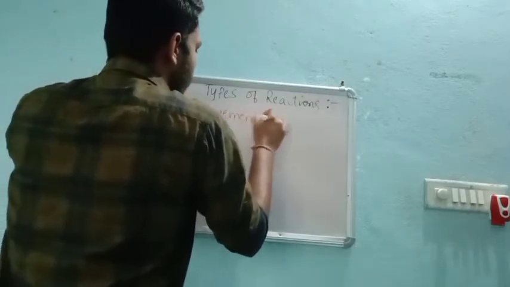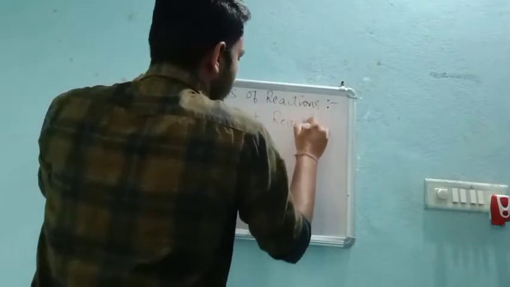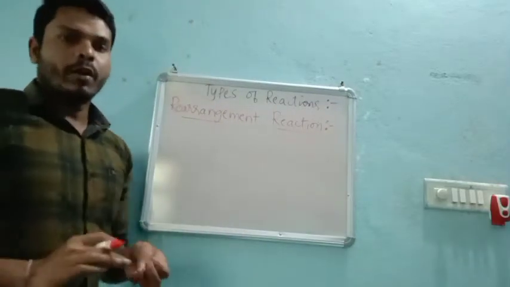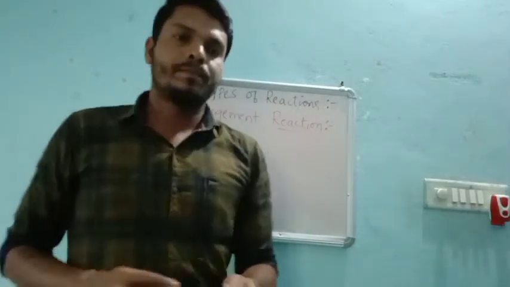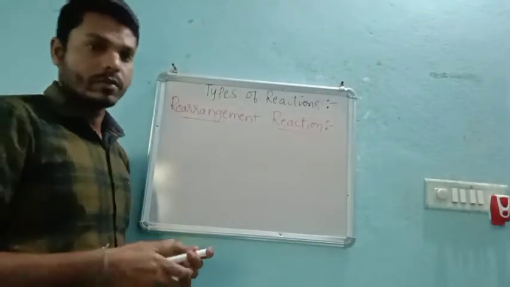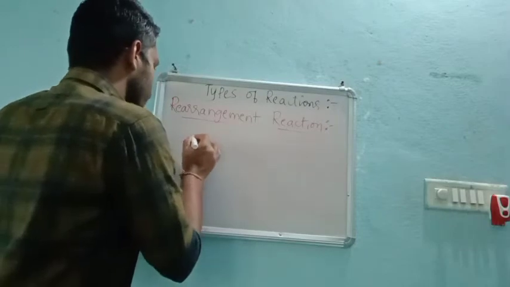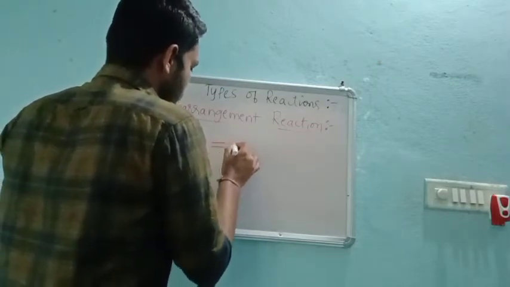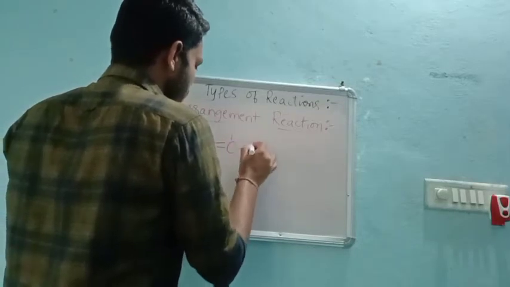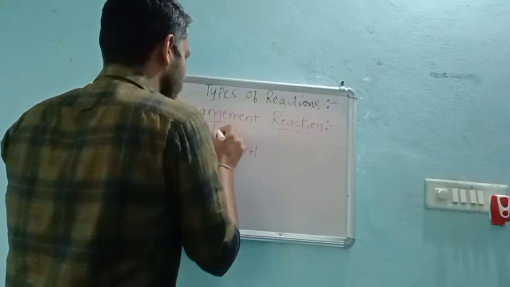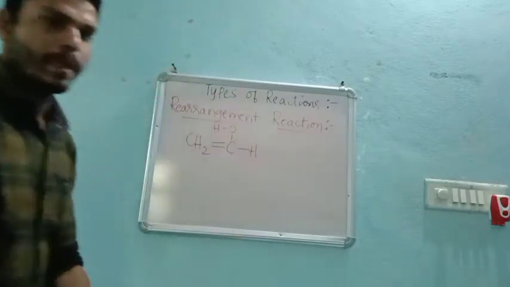Rearrangement reaction. So rearrangement means within the same molecule we have to rearrange the atoms or molecular ions. So we will take one example like CH2 double bond C 1 2 3 4 H O and H, right, like this.